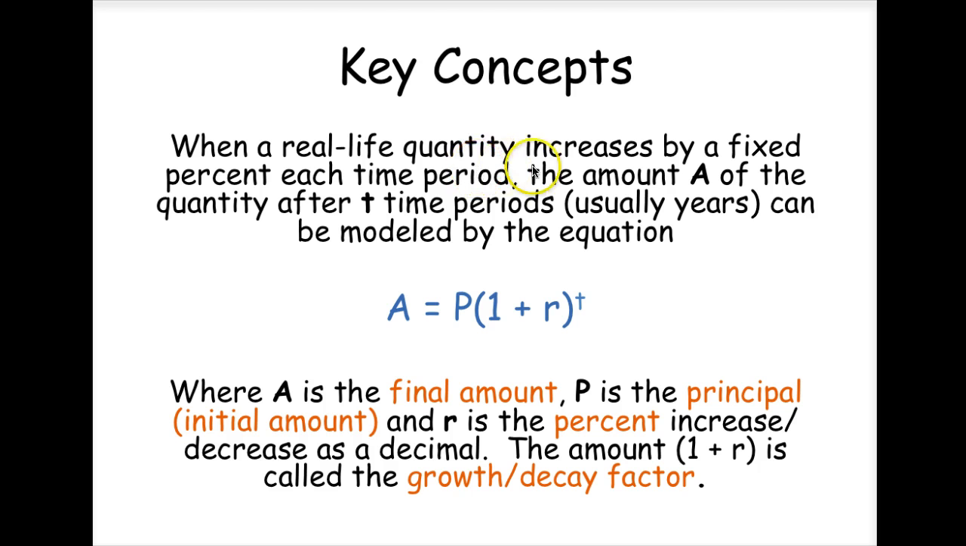When a real-life quantity increases by a fixed percent each time period, the amount A of the quantity after t time periods, usually years, can be modeled by the equation A is equal to P times the quantity 1 plus r to the power of t, where A is the final amount, P is the principal or the initial amount, and r is the percent increase or decrease as a decimal, and the amount 1 plus r is called the growth or decay factor.